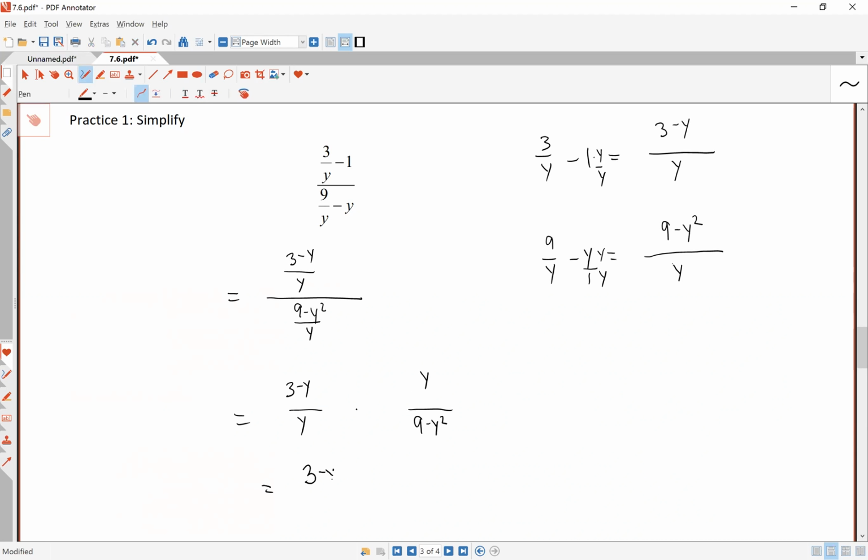We have 3 minus y over y times y over 9 minus y squared, which is 3 minus y times 3 plus y. So the 3 minus y's divide each other out. They're the same, and the y's divide each other out. There's only a 1 left over in the top, so we get 1 over 3 plus y.